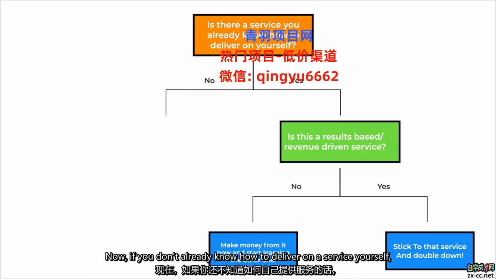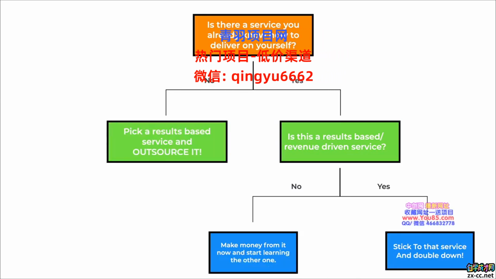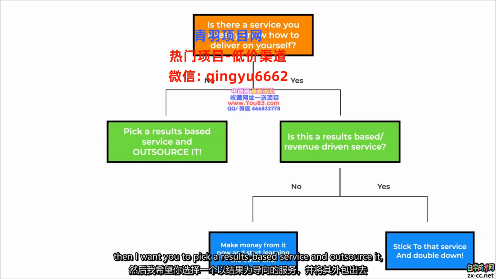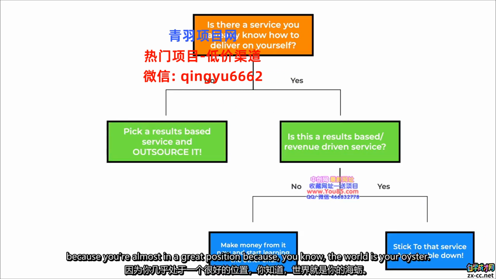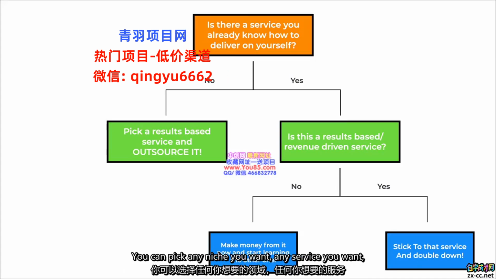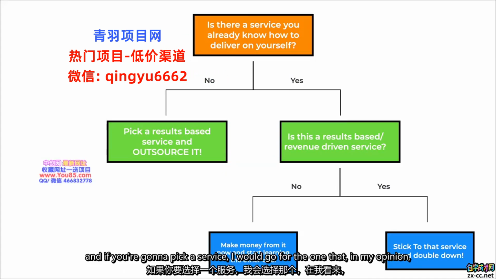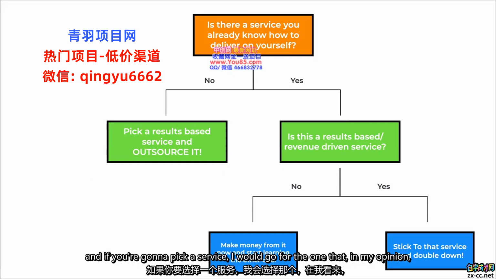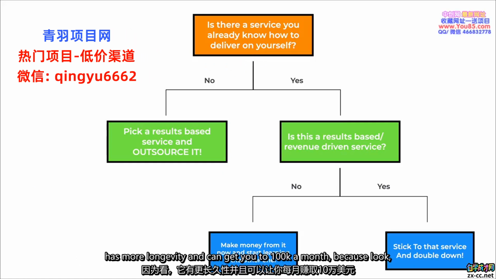Now, if you don't already know how to deliver on a service yourself, then I want you to pick a results-based service and outsource it, because you're almost in a great position because the world is your oyster, right? You can pick any niche you want, any service you want. And if you're gonna pick a service, I would go for the one that, in my opinion, has more longevity and can get you to 100K a month.